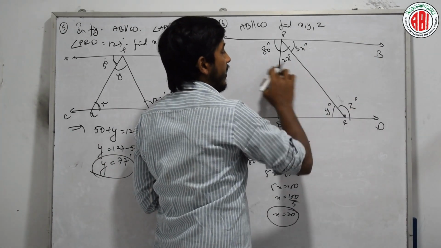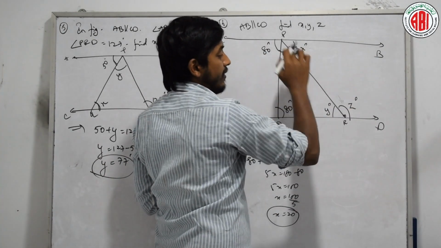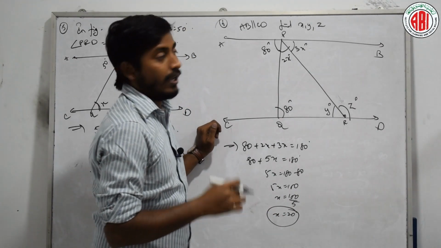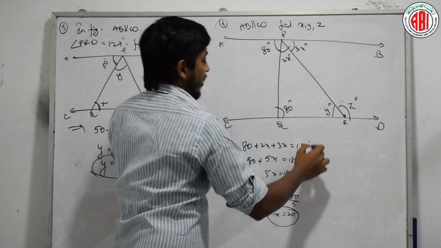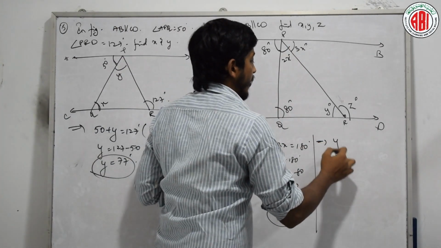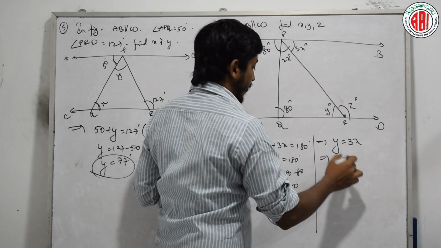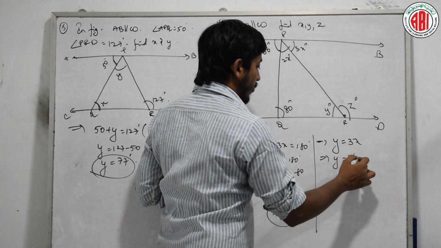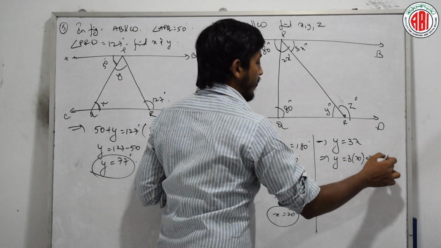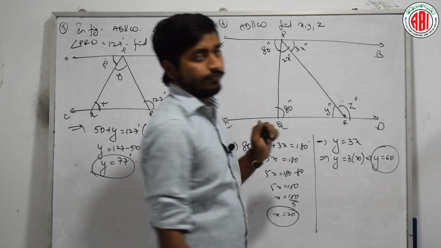If this is z, this is 80 plus 2x. Okay? Or else you can write y is equal to 3x. First do this. y is equal to 3x. That is simple to understand. Therefore, y is equal to 3 into 20. y is equal to 60 degrees.